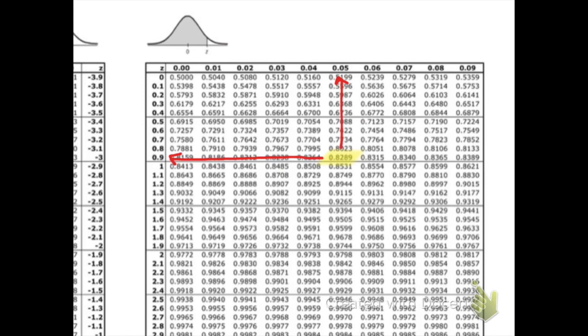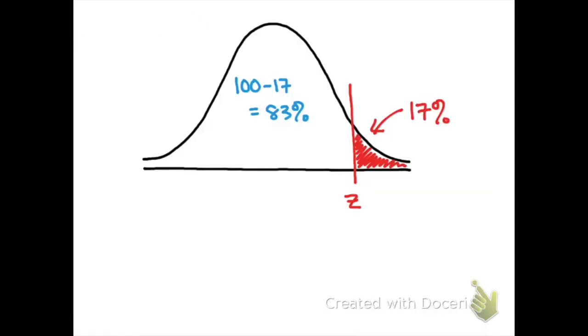We're still getting the same value that we got when we did this by looking up 17%, but in this case, the z-score would be positive. So no matter what method you use, you should end up with a z-score of 0.95. Just remember that the area on the table is always going to be area to the left.